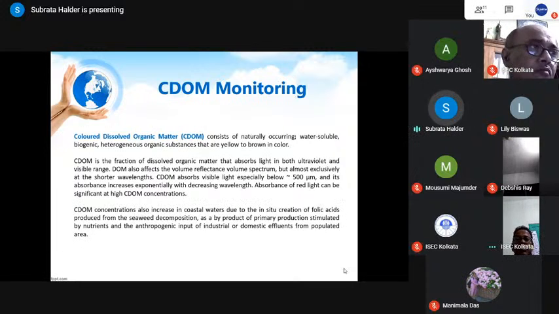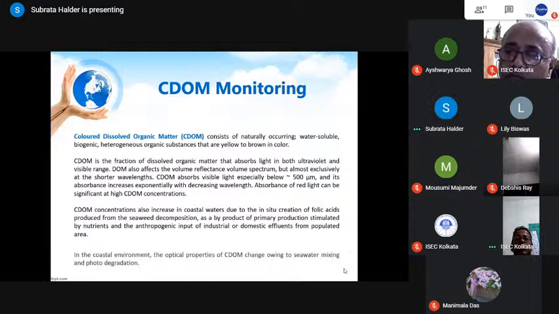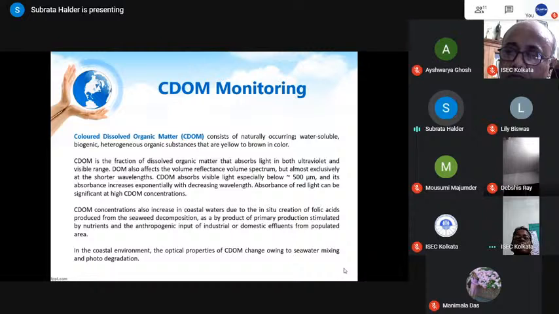CDOM concentration also increases in coastal water due to the in situ creation of fulvic acid produced from seaweed decomposition as a byproduct of primary production stimulated by nutrients, and the anthropogenic input of industrial or domestic effluents from the populated area. In the coastal environment, the optical properties of the CDOM change owing to seawater mixing and photodegradation.